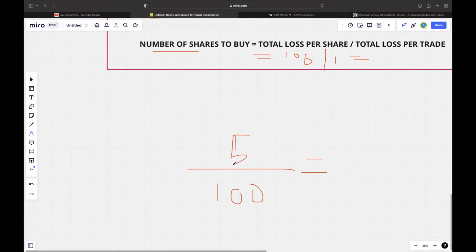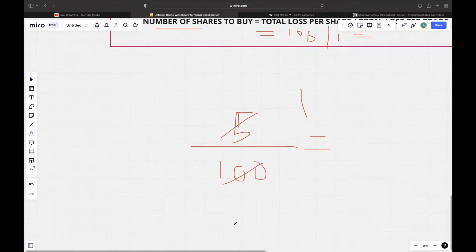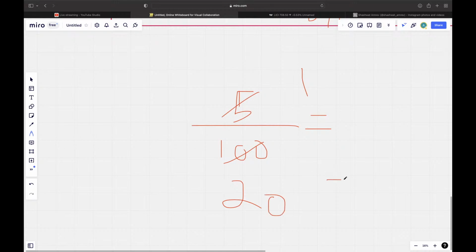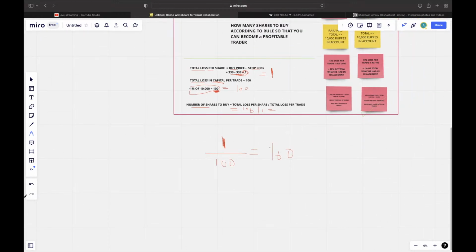So for example, if it is 5, I'll divide this. 5 twenties are 100. So this will come to 20. But right now it is already 1. So I no need to divide this. So 100 upon 1 equals 100. So I know I can buy 100 shares. Okay, and now when you guys will practice this, you will figure this out yourself. Don't worry.